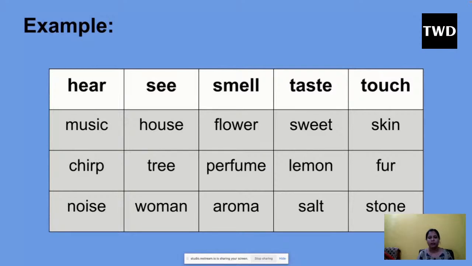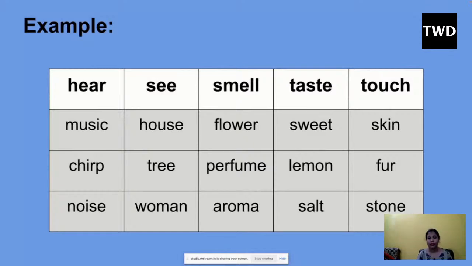Then smell. Can we smell a flower? Can we smell a perfume? Can we smell an aroma? Yes, all these can be smelled, and that's why these are concrete nouns. On the other hand, taste. Whether something is sweet, whether something is sour, whether something is salty, that also we can taste.